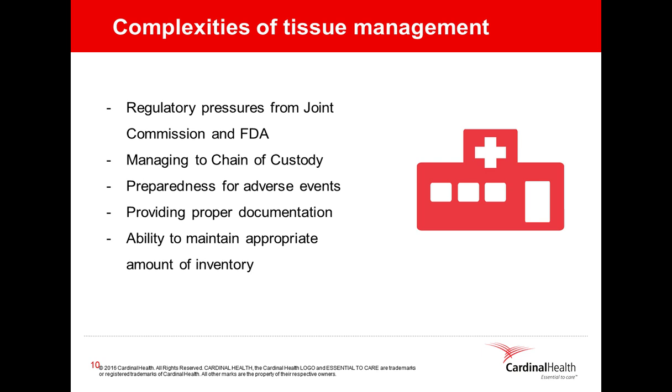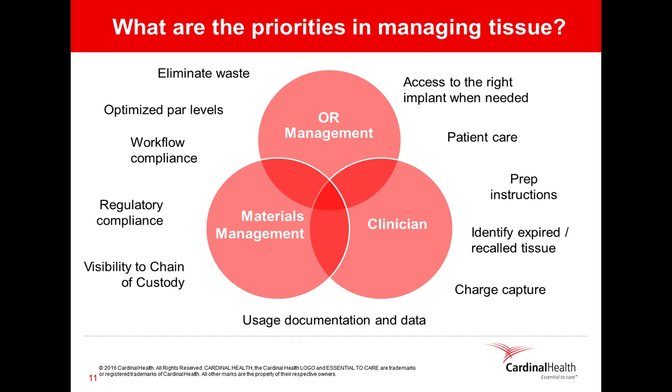So how do we address these complexities to improve efficiencies in the management of tissue? And who's responsible for doing this? To get to the answer, we should first look at the priorities of each stakeholder responsible for inventory management. So if you look at the Venn diagram, you'll see stakeholders: materials management, OR managers, and clinicians. And everybody has their own set of priorities.